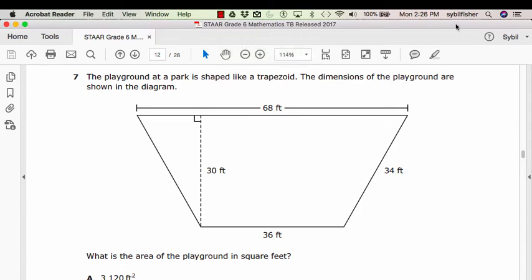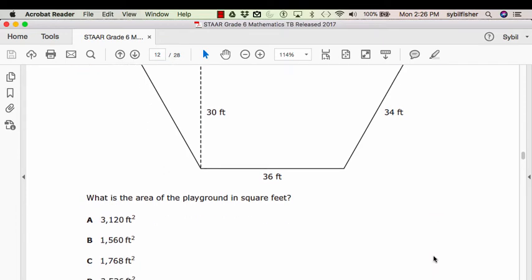The playground at a park is shaped like a trapezoid. The dimensions of the playground are shown in the diagram. 68 feet, 34 feet, 36 feet, 30 feet. What is the area of the playground in square feet?